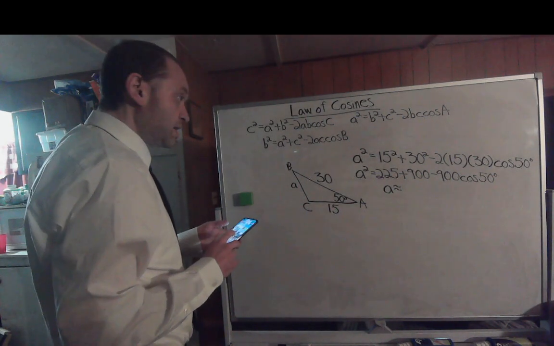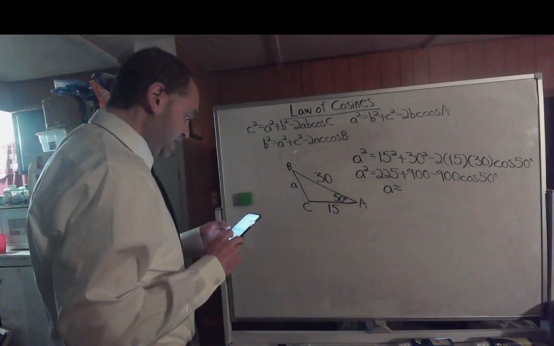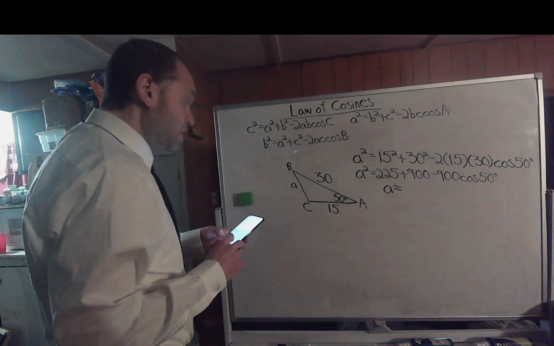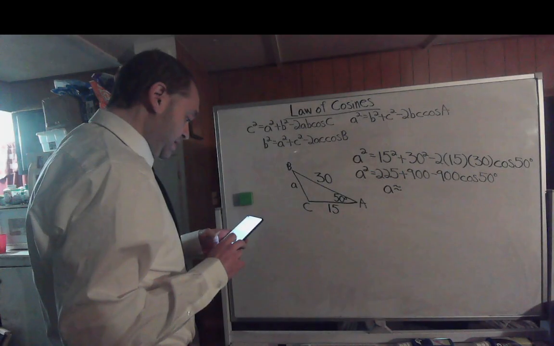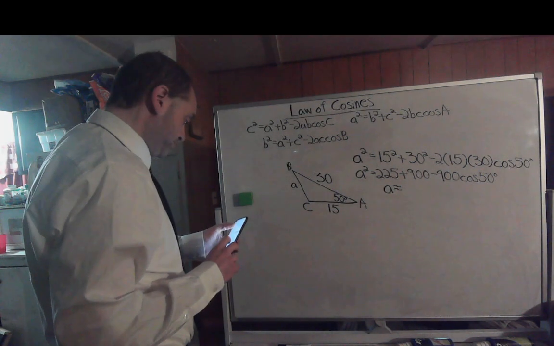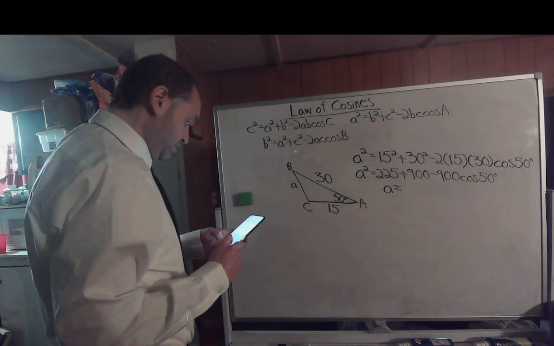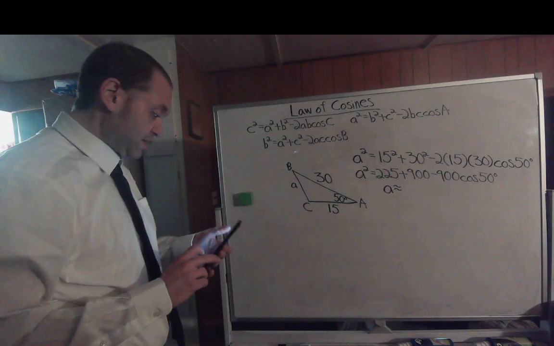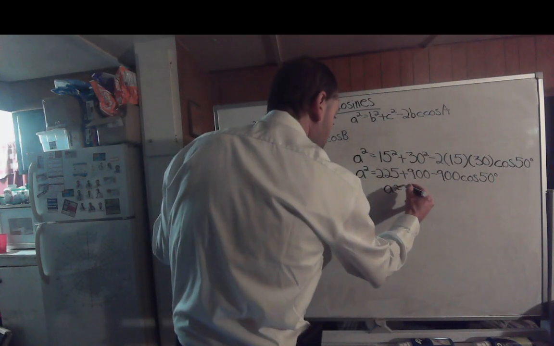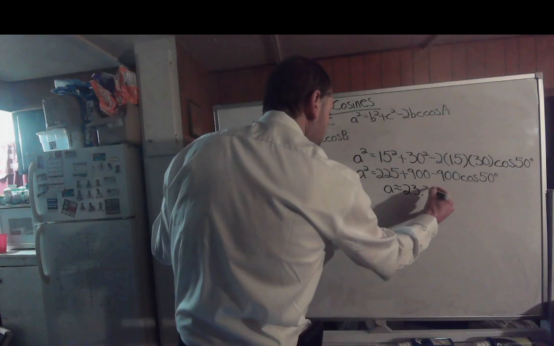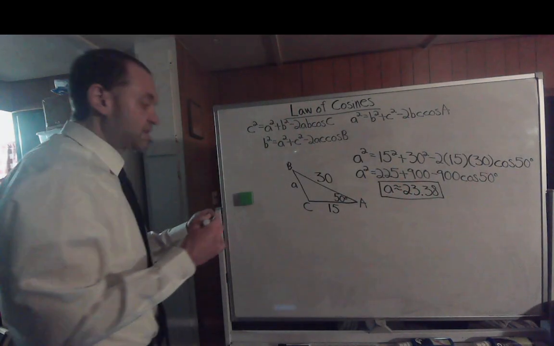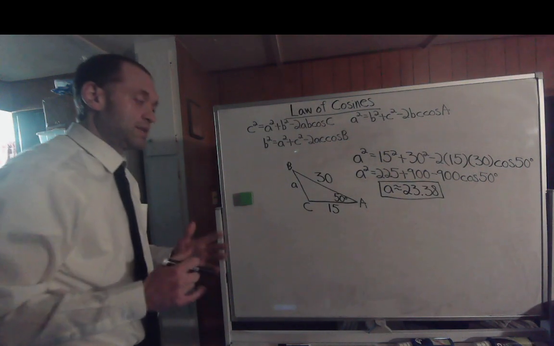So let's take 900 times the cosine of 50 degrees. Alright, so let's see. Take 900 minus that answer. Then add 225 to that. Now take the square root of all that. To 2 decimal places, side A is approximately equal to 23.38. So we found side A to have a length of approximately 23.38 units.